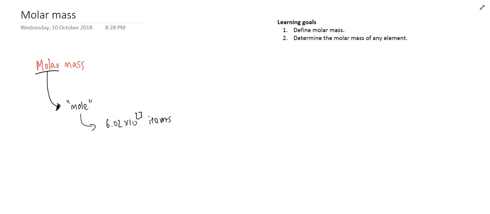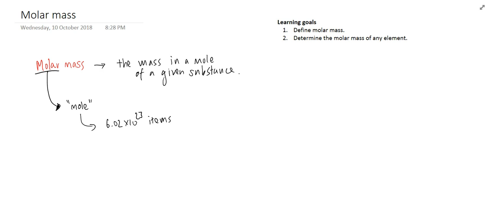And so molar mass is basically the mass in a mole of a given substance. The mass in a mole of a given substance. So if we had a mole of a substance, the molar mass would be how much that substance would weigh, how much a mole of that substance would weigh.